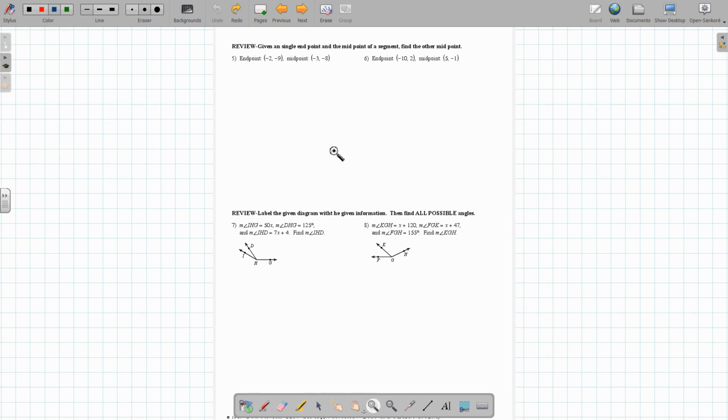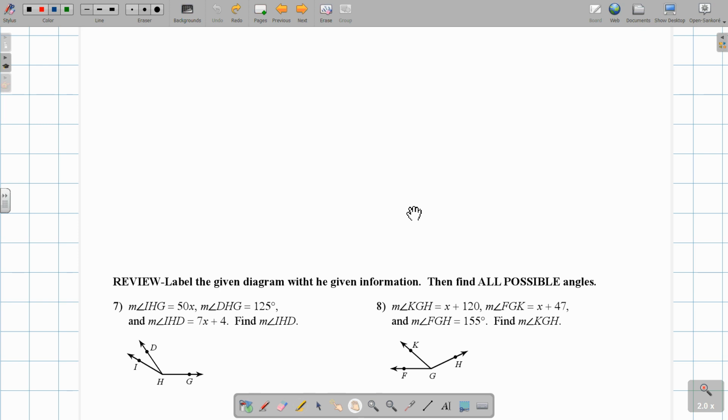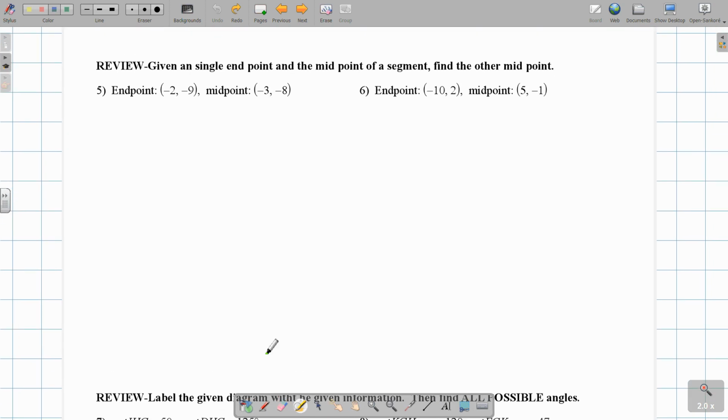Let's do one of these together, especially since there's a typo here. Let's fix our typo first. It says, given a single endpoint and a midpoint, find the other. This should read endpoint.